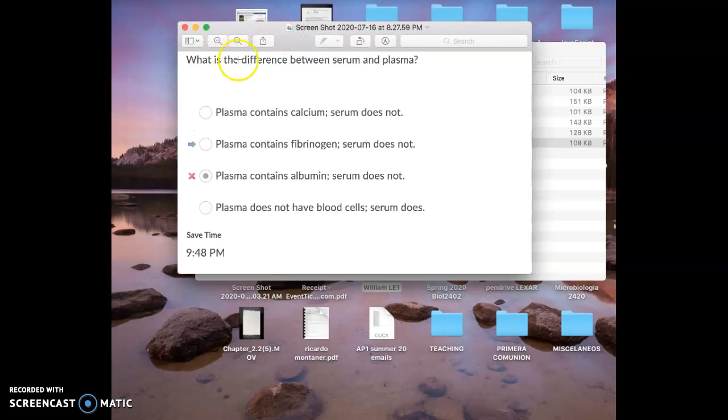And another one I found is this one. It says, which is the difference between serum and plasma? The plasma has the coagulation elements, which is the fibrinogen, and the serum is after coagulation. That's why it does not contain the fibrinogen.